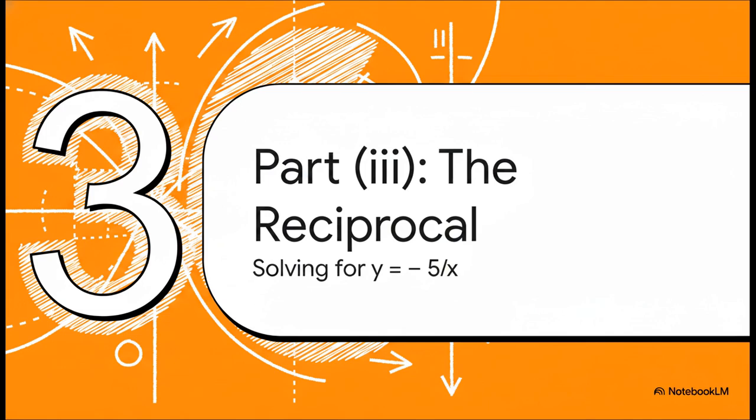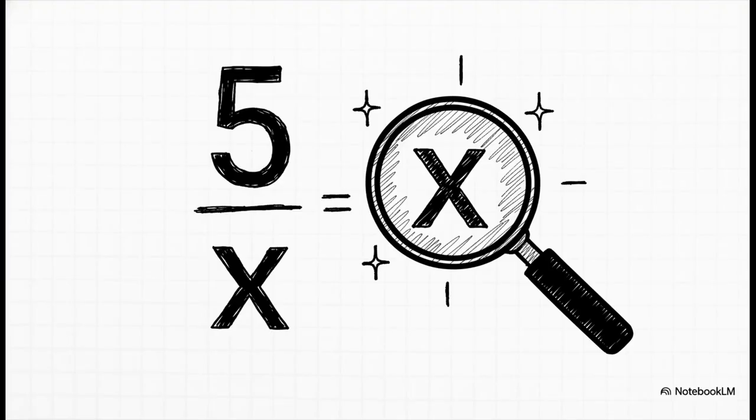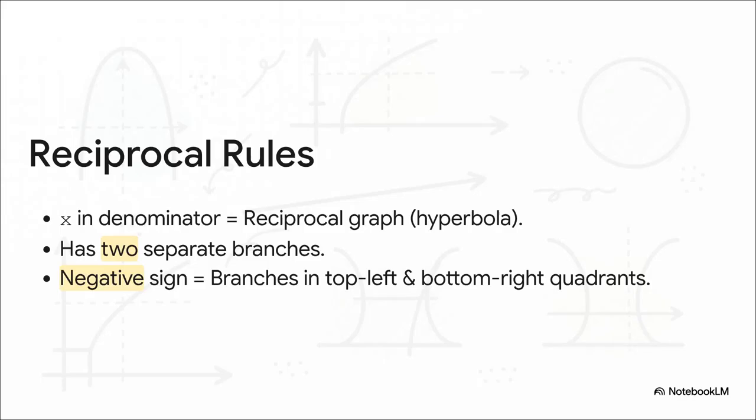And now for our final equation, the reciprocal. This one has a really unique shape, completely different from the others. Our last equation is y equals minus 5 over x. The position of that x is the massive clue here. So, whenever you see x on the bottom of a fraction, in the denominator, you are looking at a reciprocal graph. It's also called a hyperbola.